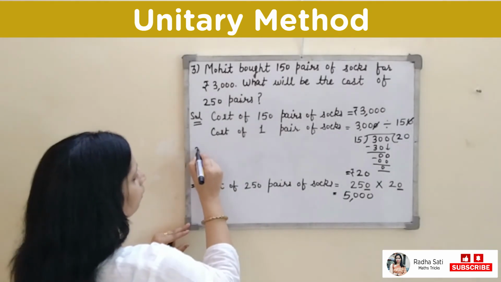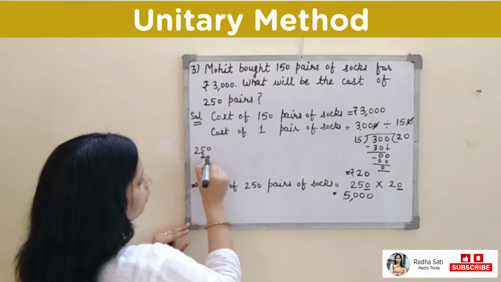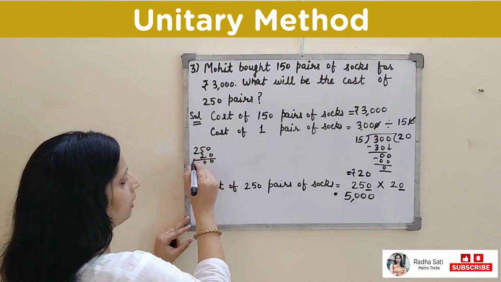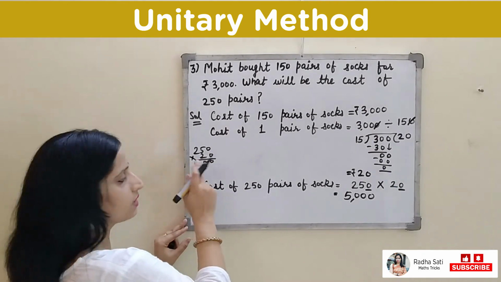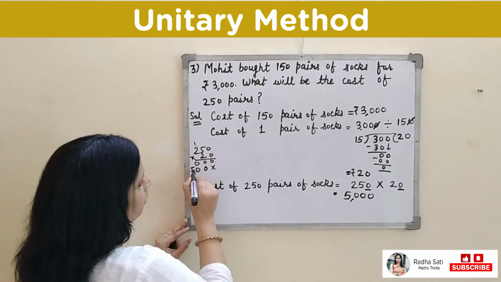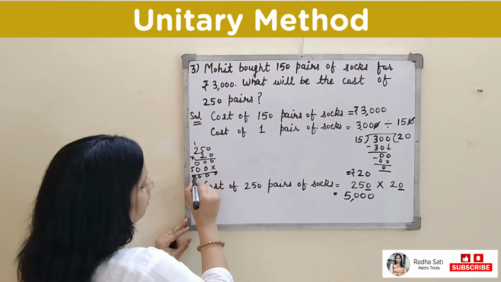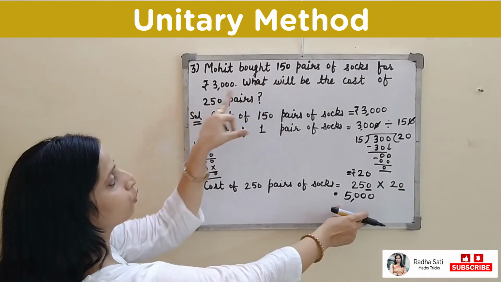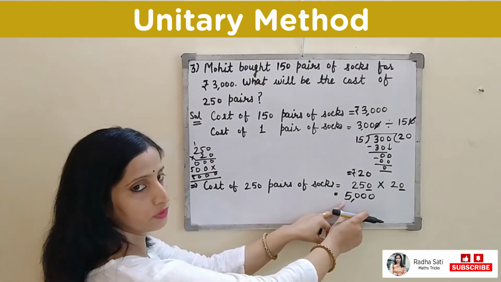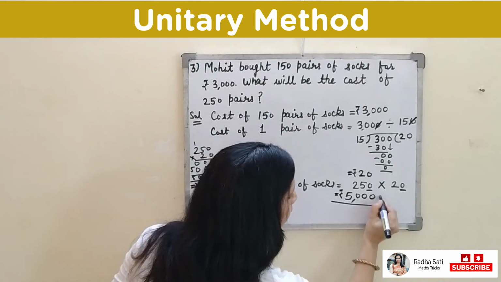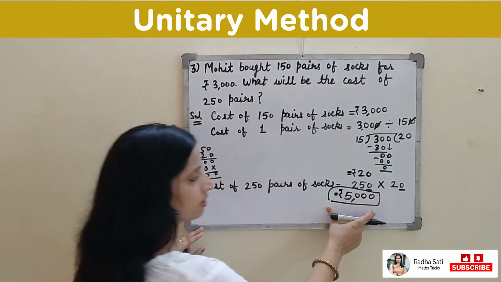Or you can multiply also like this. Okay, 0, 0 and 0. When we multiply 0 by any number, we will get 0. Then 0, 2 5s are 10 and 5. So in both the cases, our answer will be 5000. This means the cost of 250 pairs of socks will be rupees 5000. This will be our answer.